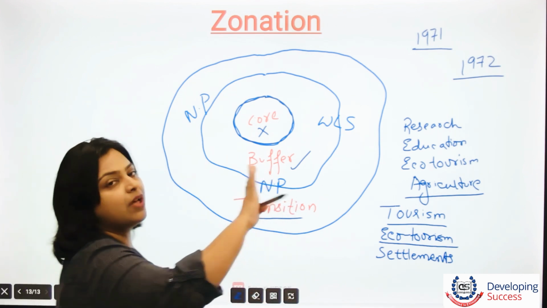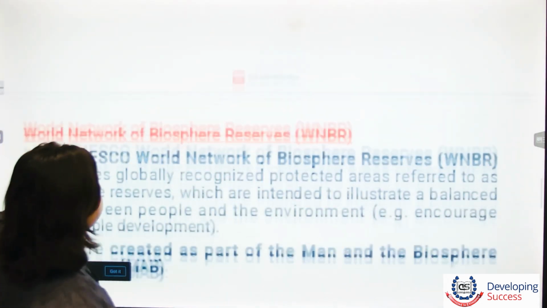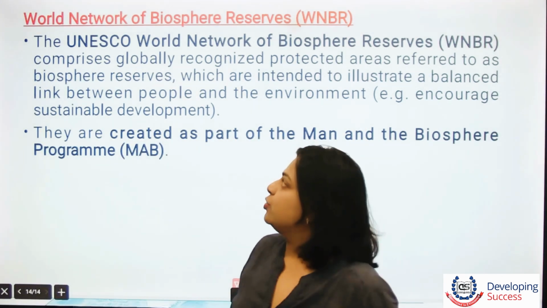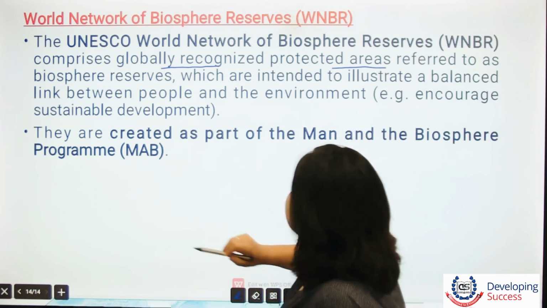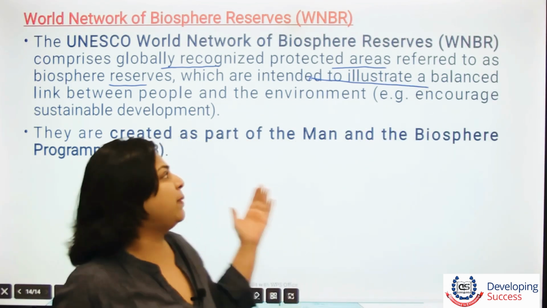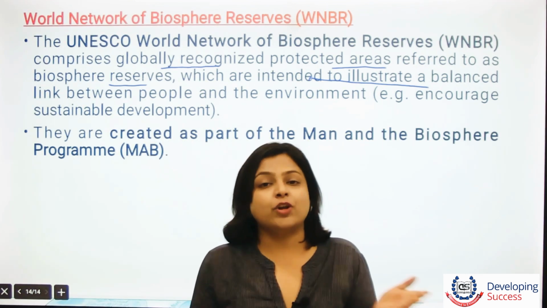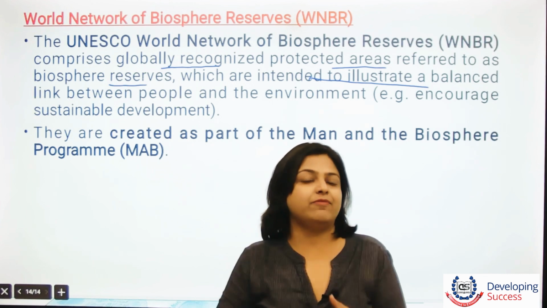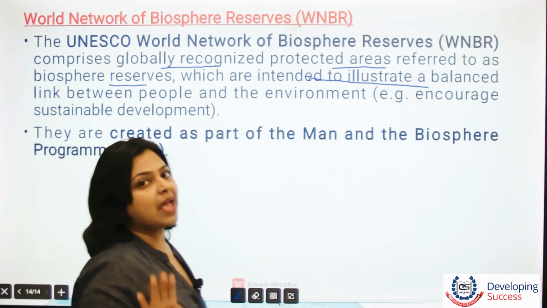So any biosphere reserve will have some kind of zonation, and in the case of India we have a zonation like this. Okay, so now we have the World Network of Biosphere Reserves, which is defined by the MAB. The UNESCO World Network of Biosphere Reserves comprises globally recognized protected areas referred to as biosphere reserves, which are intended to illustrate a balanced link between people and the environment. Obviously, any kind of conservation we are doing is for the benefit of mankind only. If mankind is not benefited, we don't have to conserve and we don't have to talk about sustainable use. So they are created as part of the MAB program, the Man and Biosphere program.